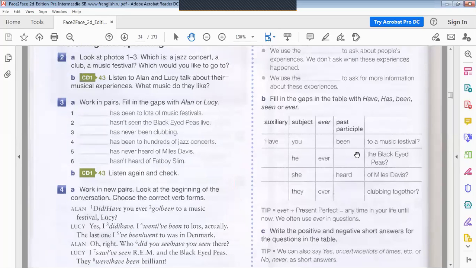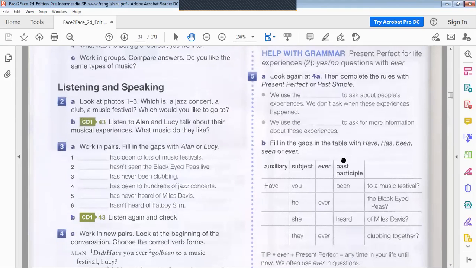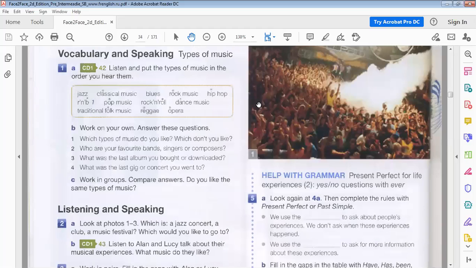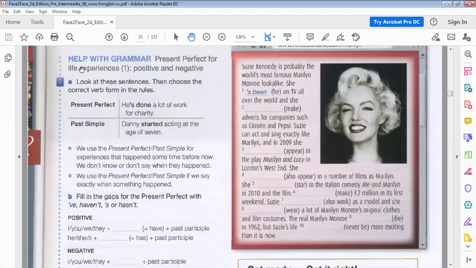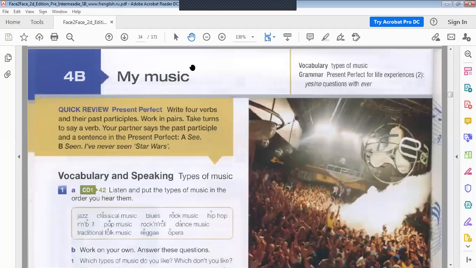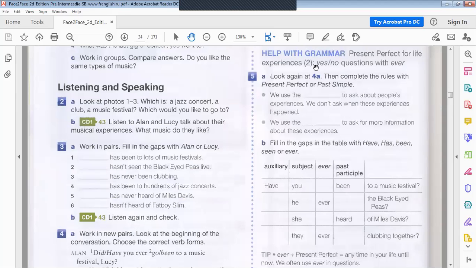Okay, very nice. Now I want you to go to the rule here. We have a little bit of present perfect grammar here. It says present perfect for life experiences too. Remember that in our last lesson we talked about present perfect for experiences, when we talked about Danny Lopez, and we used this example: He's done a lot of work for charity. Or when we talked about Marilyn Monroe, we said she's been on TV all over the world, and she's made adverts for companies like Citroën and Pepsi. So this is also experience. We're still talking about the same thing. This is present perfect for experience. But the extra part today is questions with ever, yes/no questions.